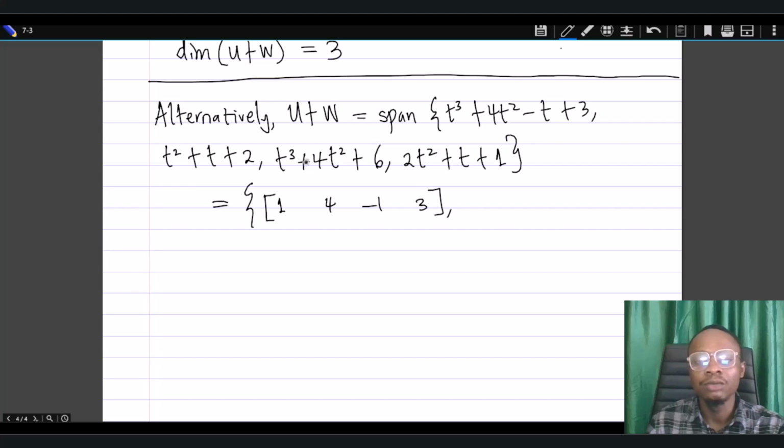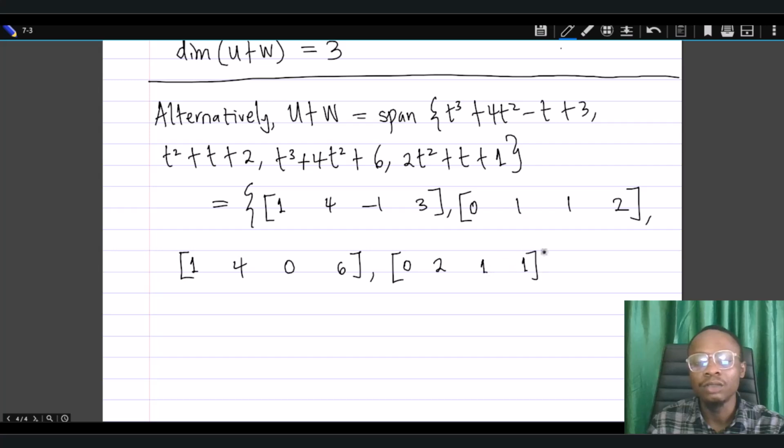Do the same thing for the others. No t cube, that is 0, that is 1, this is 1, and this is 2. Okay, working with this. And then for the next one, we know we can put that as t cube, that is 1. Then we have t squared, which is 4. No t, that is 0. And then the constant, that is 6. Then for the last one, we have 2. Then no t cube, that is 0. 2t squared, then t, which is 1, and the constant, which is 1.